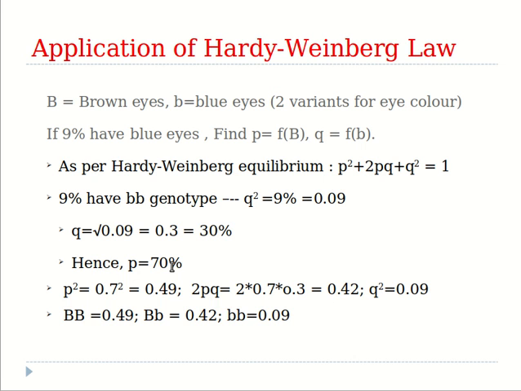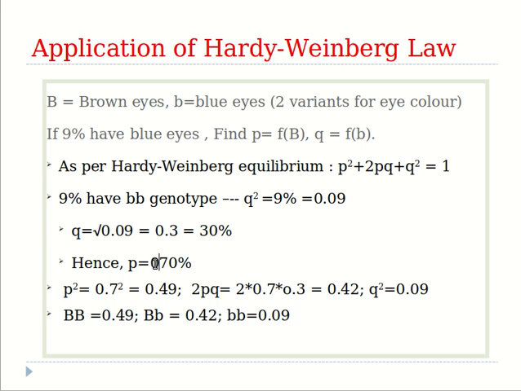Clear till here? Okay. So we find the homozygous genotype frequency. p is 0.7, so p square is 0.49. Here, 1 minus 0.3 is equal to 0.7, which means 70%. Clear?